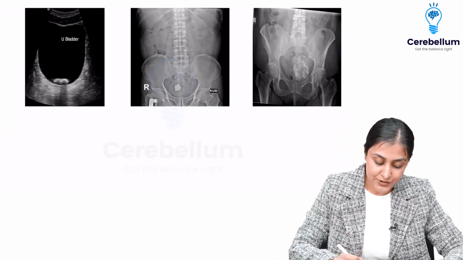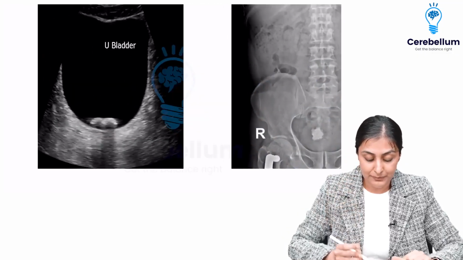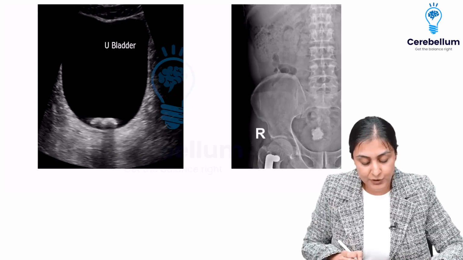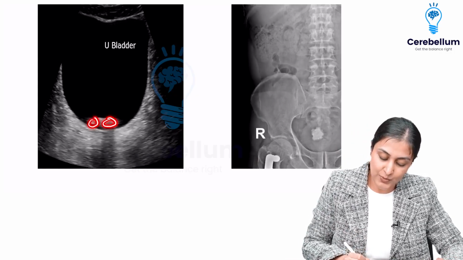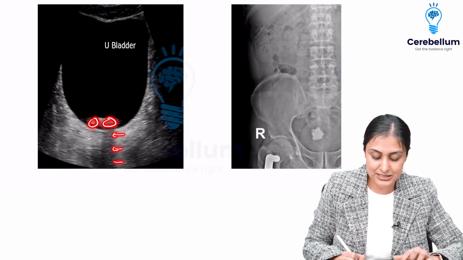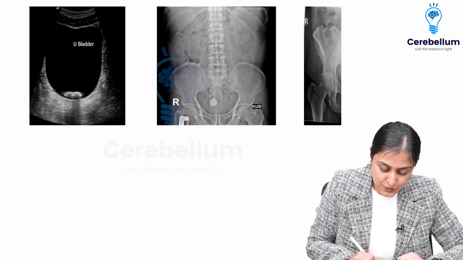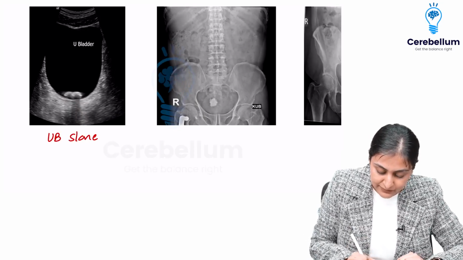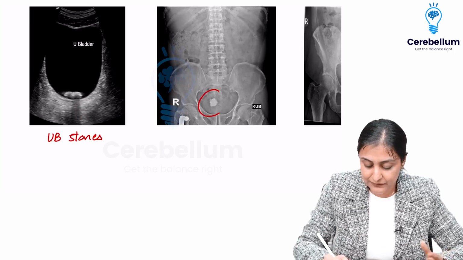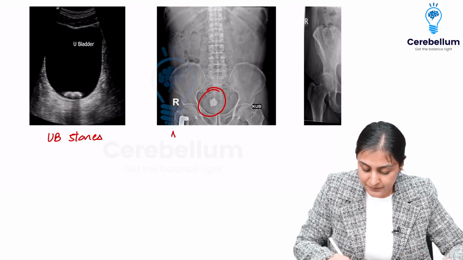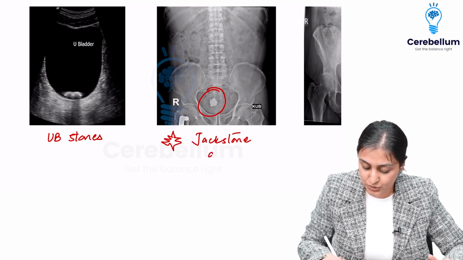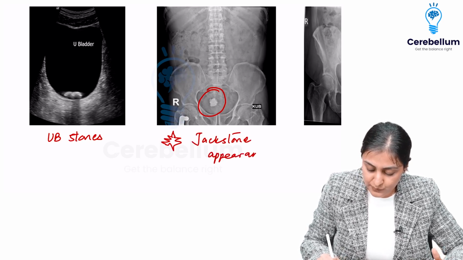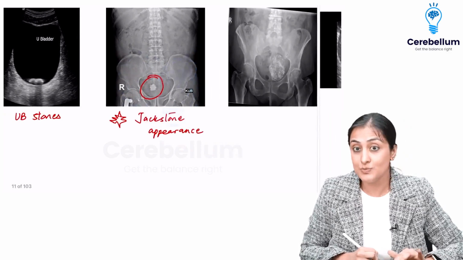What is this here? So now I'm showing you an ultrasound of the urinary bladder, and what do we see? Same old stones. Remember gallstones. So now in the urinary bladder, you can also see these stones here. So these are our UB stones. They frequently are calcified. So when we look at the X-ray, can you see this? This appearance like a star or a snowflake is what has been referred to as a jackstone appearance. So this jackstone appearance is characteristic of a UB stone.